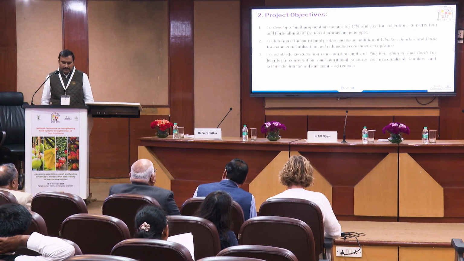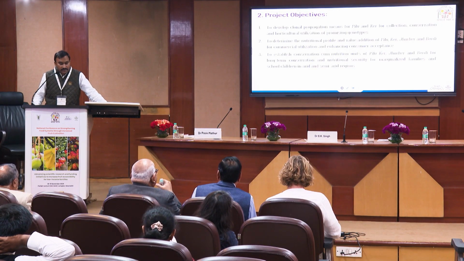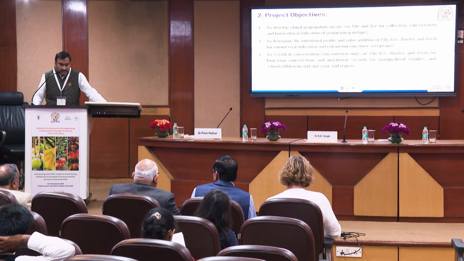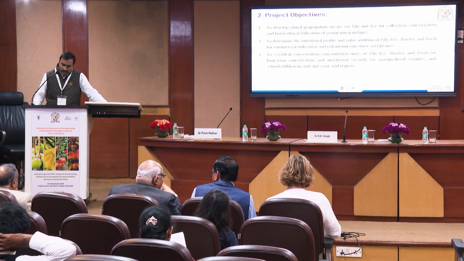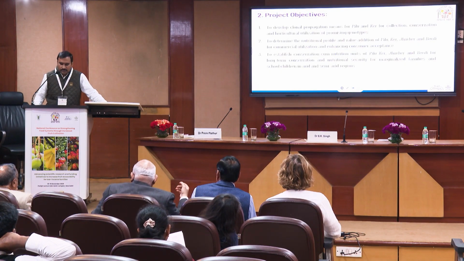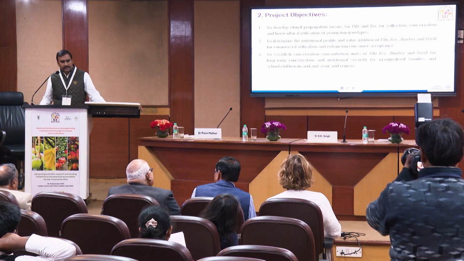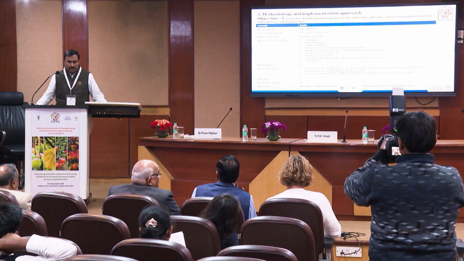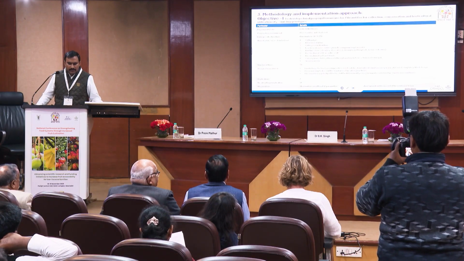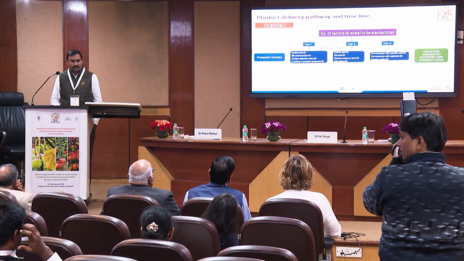Second is to determine the nutritional profiling and value addition of Pilu, Kair, Jarber, and Boradi for commercial utilization and enhancing consumer acceptance. And the third one is to establish a conservation cum nutritional unit of these crops for long-term conservation and nutritional security for marginalized families and school children in the arid and semi-arid regions of Rajasthan. So this is the methodology and implementation approach to develop clonal propagation means. This is the delivery pathway and timeline for objective 1.